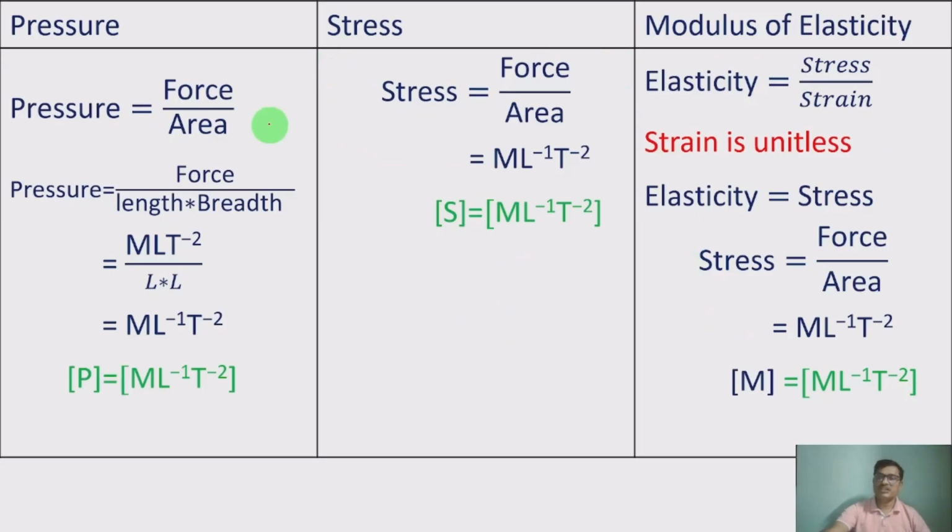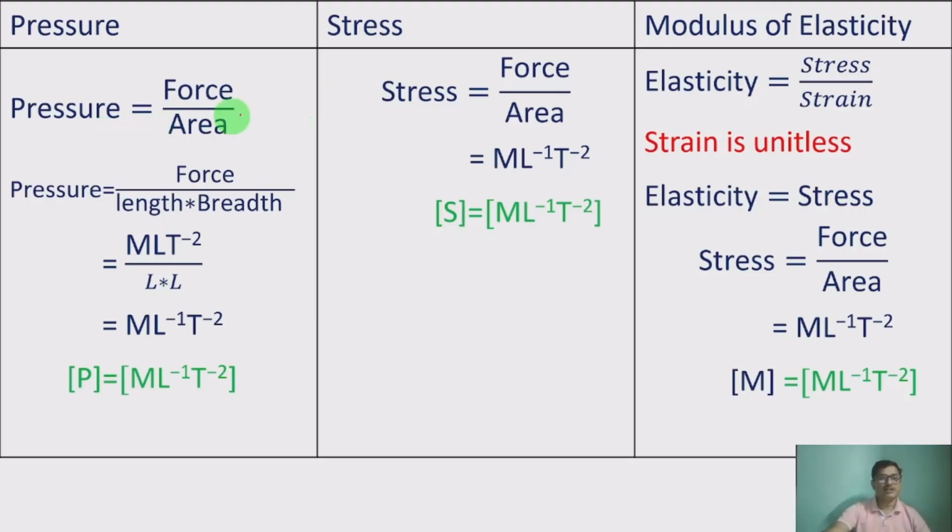The other physical quantities like the pressure, stress and modulus of elasticity, all three have the same dimensional formulas, and if you equate with the symbol of that particular physical quantity, we are going to get the dimensional equations. And how those are developed, we'll see here.